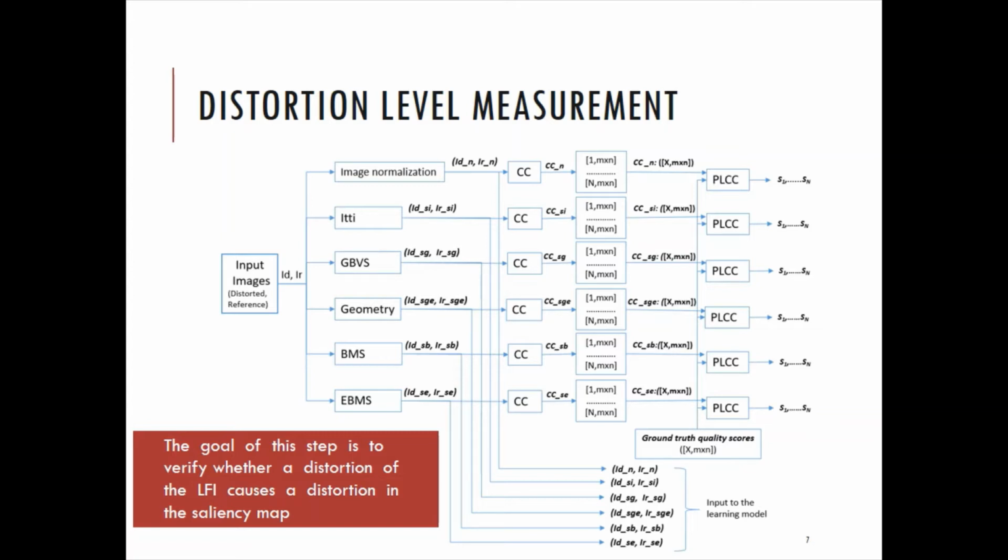To compute the similarity between the saliency map pairs, the correlation coefficient CC is computed and the Pearson linear correlation coefficient PLCC is measured between the set of predicted quality scores and ground truth subjective scores available in the dataset. The predicted scores of PLCC for each type of distortion are represented as S1 to Sn for each block, and the image pair of the individual blocks which are the future input to the learning model.